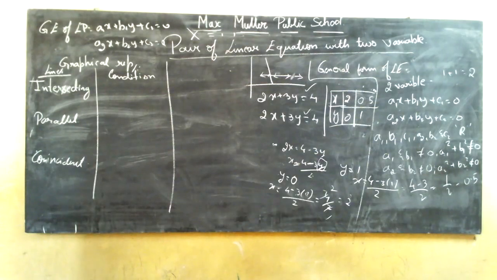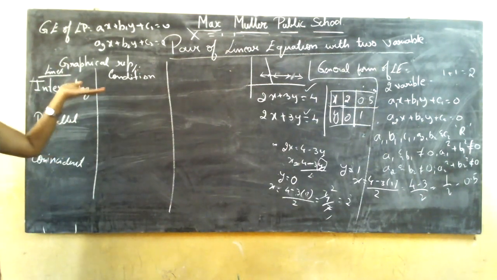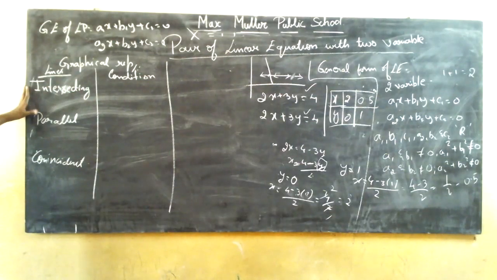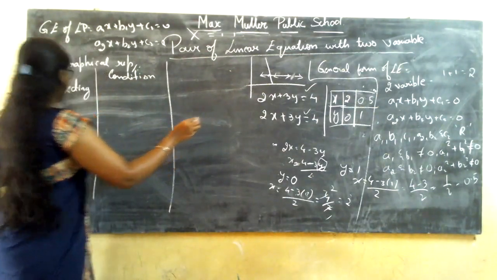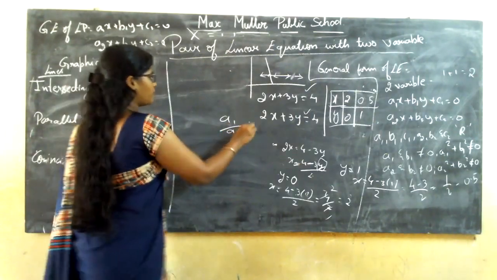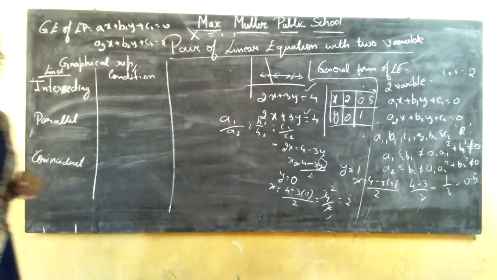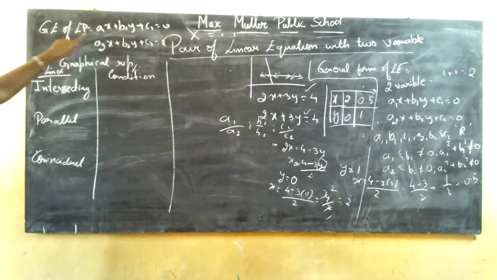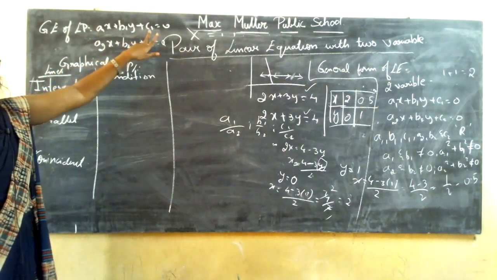Now, using these two line equations, how are you going to say it is a linear pair of equations with intersecting lines, parallel lines, or coincident lines? You are going to find out the ratios a1 by a2, b1 by b2, and c1 by c2. You are going to find the ratios of the numerical coefficients of a1 and a2, of b1 and b2, and of c1 and c2.